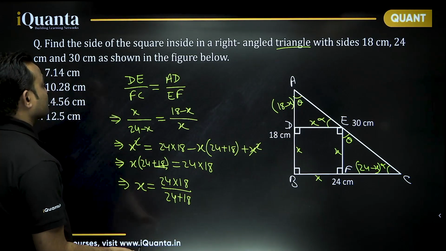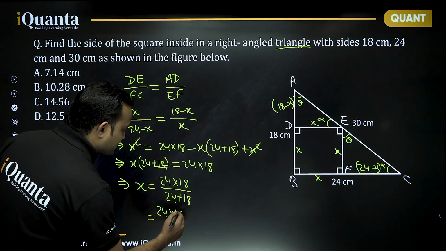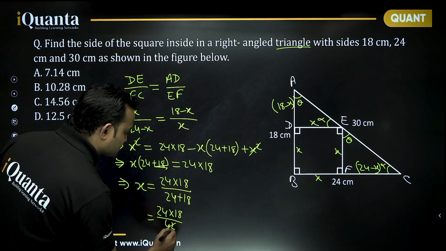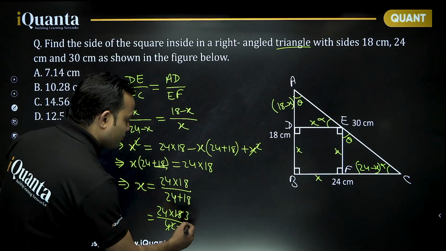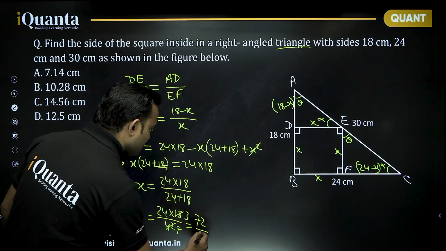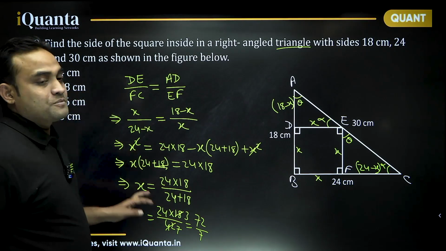Now we need to calculate the value here. So let's calculate it. 24 into 18 divided by 42, 6 into 7, 6 into 3, 72 by 7, which is nothing but 10 point something. If you check the options, it's option B.